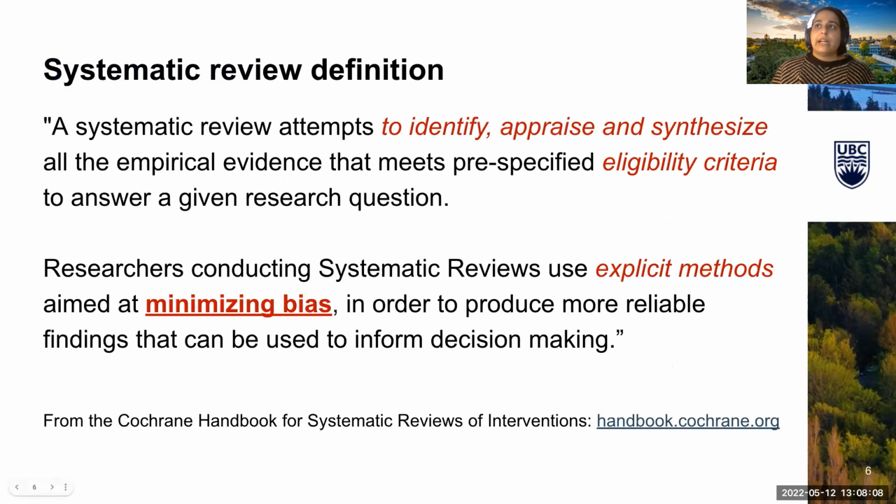Okay, so let's start by definition. What is the definition of a systematic review? This is a definition from Cochrane. Cochrane says that a systematic review attempts to identify, appraise, and synthesize all the empirical evidence that meets pre-specified eligibility criteria to answer a given research question. Researchers conducting systematic reviews use explicit methods aimed at minimizing bias in order to produce more reliable findings that can be used to inform decision-making.